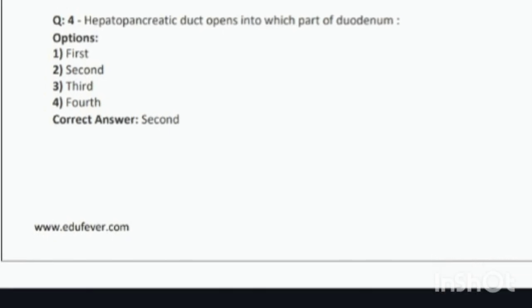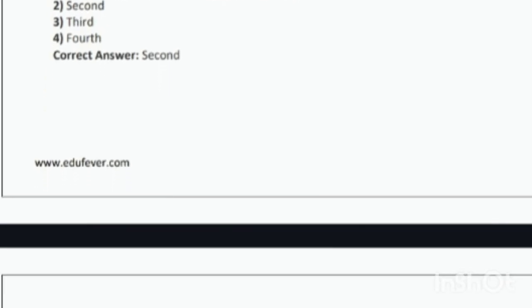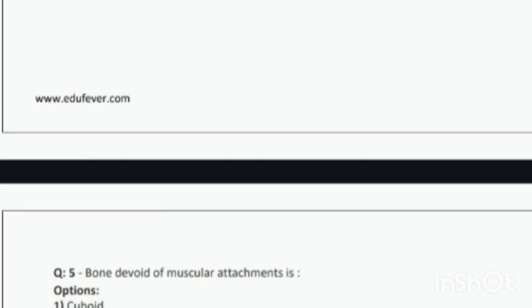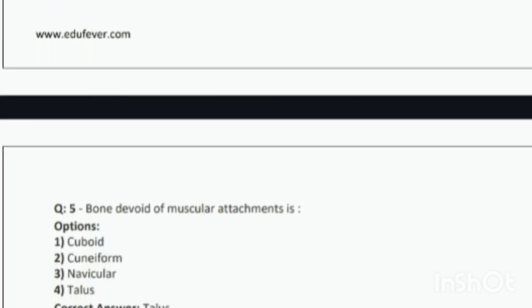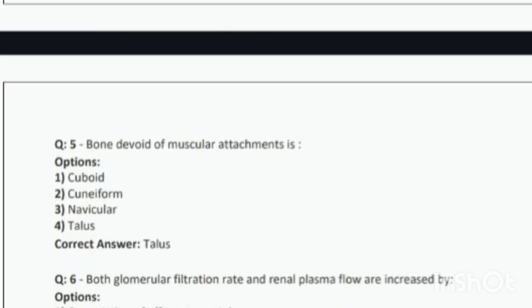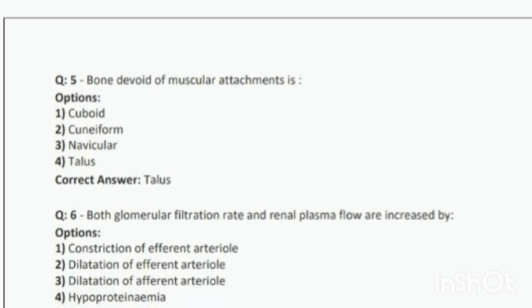Question number 4. Hepatopancreatic duct opens into which part of duodenum? First, second, third, fourth. So the answer is second.